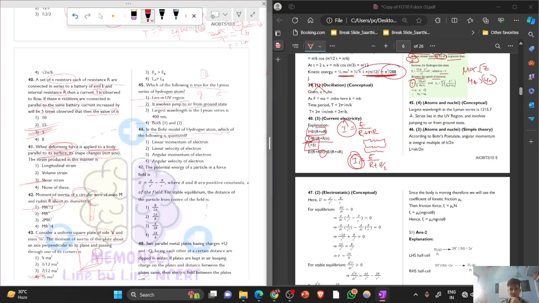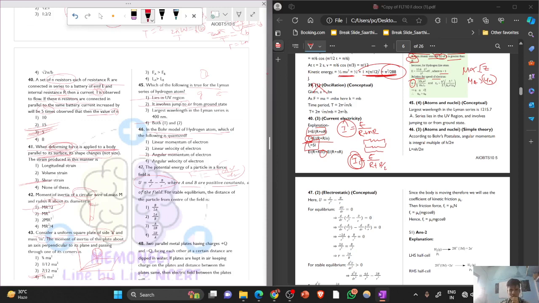Okay, MVR will be quantized. Question 46 is a complete theoretical question. Now moving ahead, the potential energy of a particle in a force field is given by this. Force is equal to minus dU by dr. From here you can get the value of force.